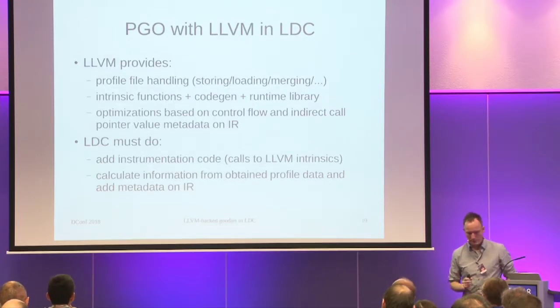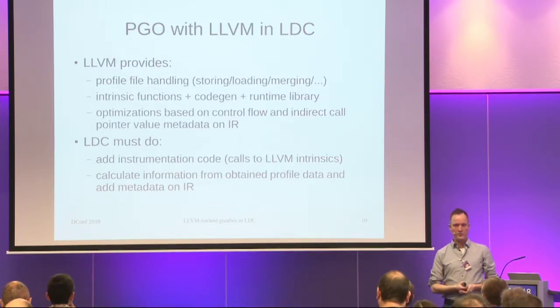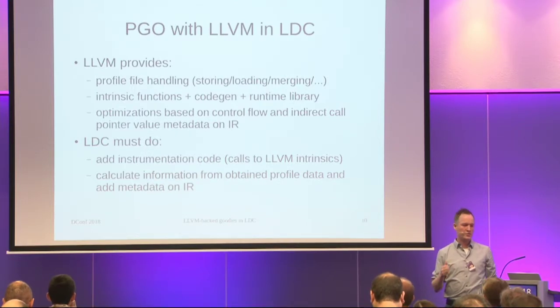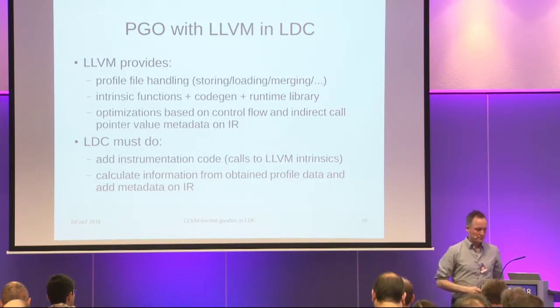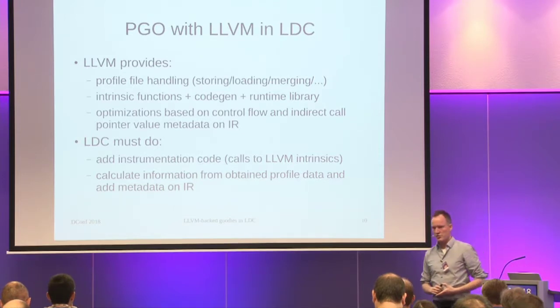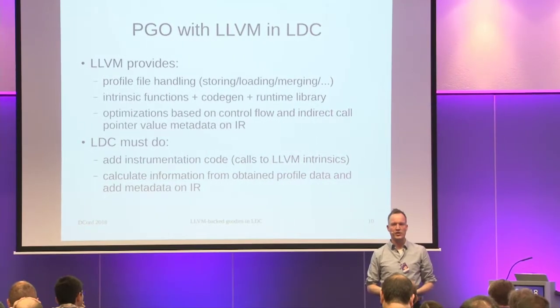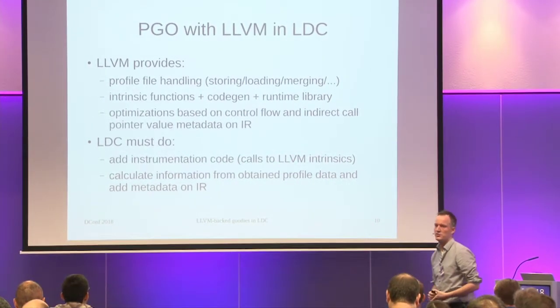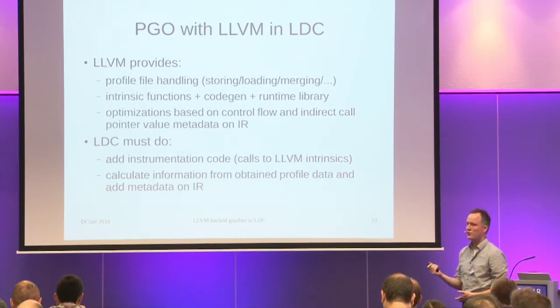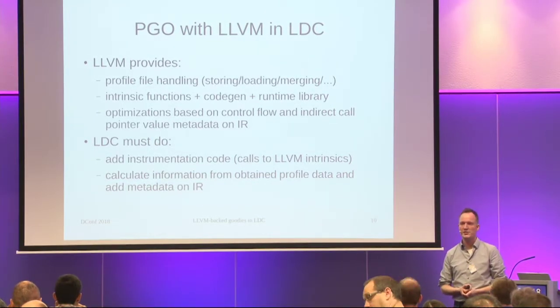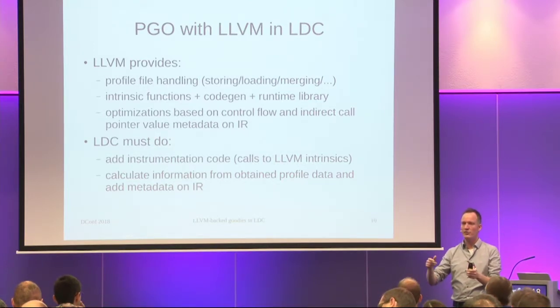Okay. Then what does LLVM provide us? LLVM provides the tooling to do all of this, which is handling a profile file: writing it, merging it, loading it, viewing it. It provides intrinsic functions to generate code that writes to that profile at runtime, and a runtime library that accompanies those intrinsics. And finally, of course, it provides us with the optimizations based on this profile. You tag instructions with the information you got from the profile, and the optimizer uses that information to generate better code.